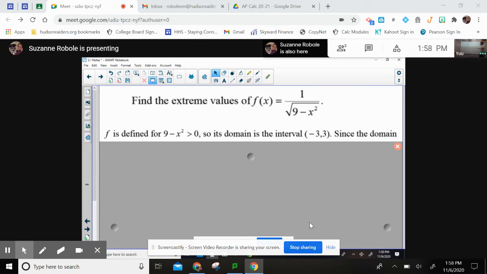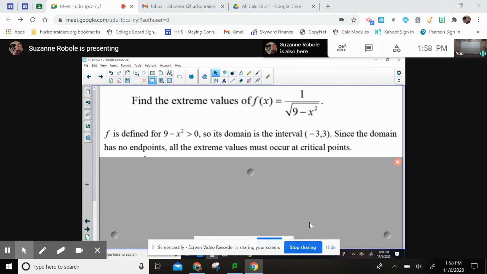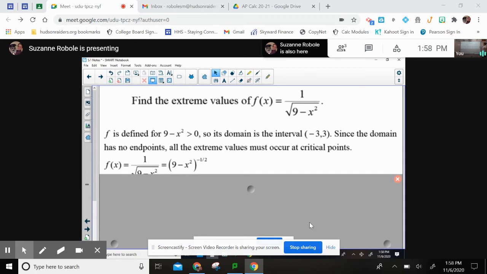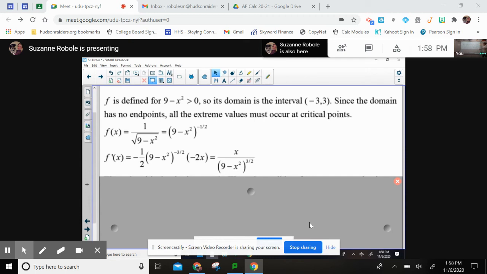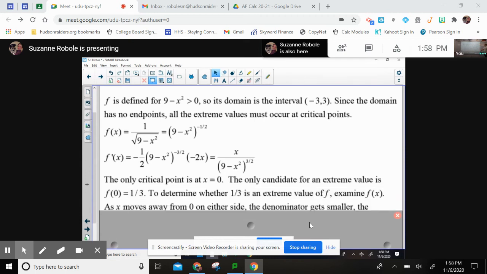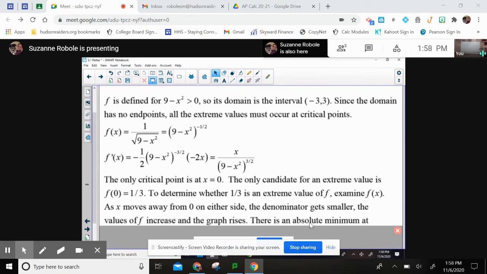In that interval, since the domain has no endpoints, it's not closed, so we are not guaranteed to have an absolute max or min at the endpoints, or even local. So extreme values must occur at the critical points. It's not defined at the ends, so they're open circles at the ends. We can't include those as critical points or endpoints that we're looking for. Okay, so we are going to find our derivative. Here it is. And then the only critical point is at x equals 0.